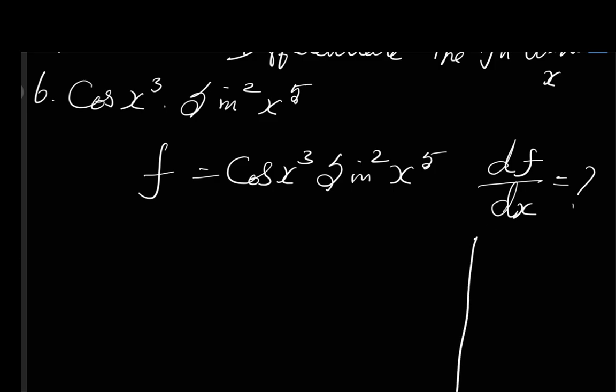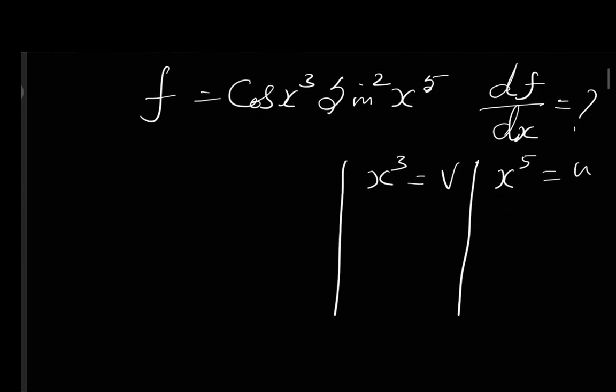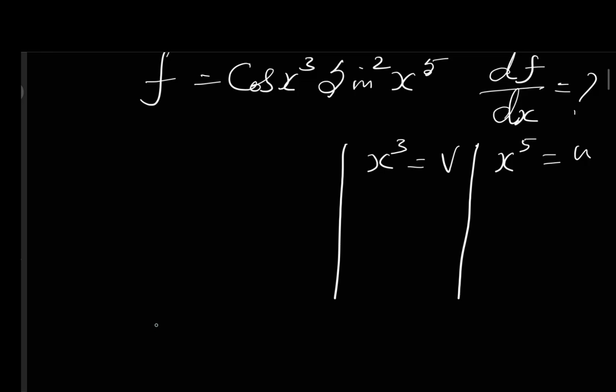So let me make the substitution here. We are supposed to find df by dx. Let me take this x⁵ as u, and x³ as v. So when I make the substitution here, f becomes cos v sin² u.